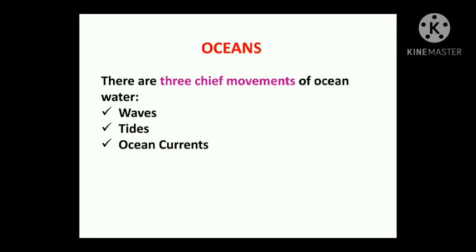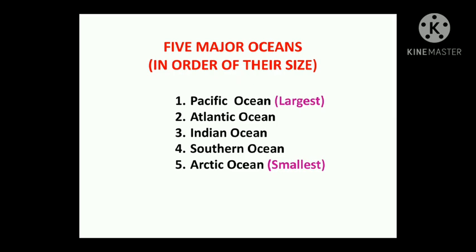Then children, do you know what are the five major oceans on earth? Here you can see the five major oceans in order of their size. First one is Pacific Ocean, then Atlantic Ocean, Indian Ocean, Southern Ocean and Arctic Ocean. Then let's discuss each of these oceans in detail.